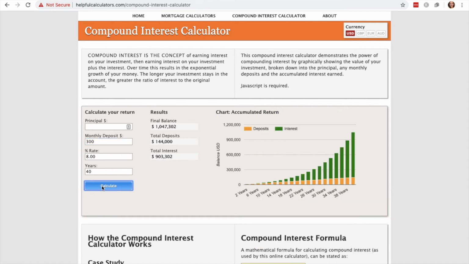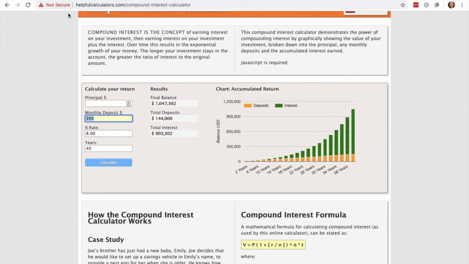When we calculate this, our total interest is $900,000. You guys, our wealth is growing exponentially in this case. If we leave our money in for 40 years and we allow compound interest to do its thing, our final balance is $1 million. That, my friends, is the power of compound interest.